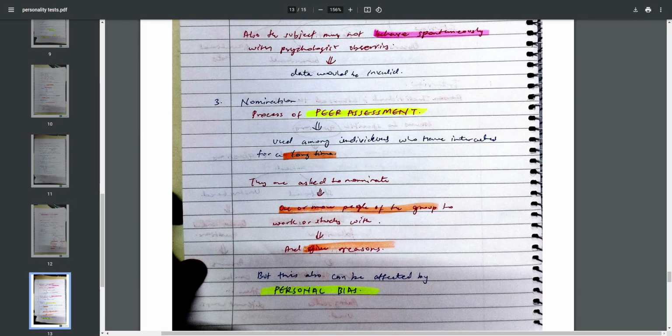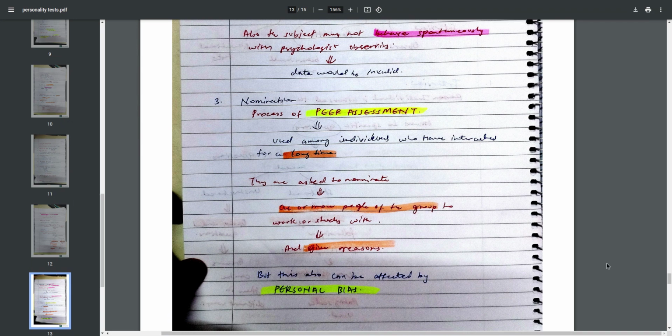Then nomination. This is a process of peer assessment. It is used among people who have known each other for a long time. So this person is asked to nominate one or more people of the group who they would like to study with or work with, and they should give reasons. They should give reasons of why they chose only that person among all of these people. But then this can also be affected by personal bias.